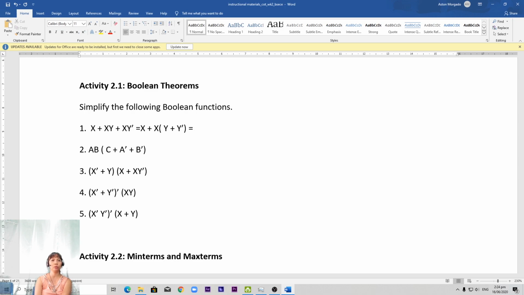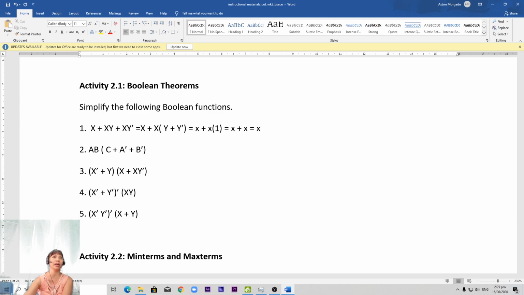Okay, so that's equal to 1. Why? If y is 0, then y prime is 1, so 0 plus 1 is 1. Therefore, this becomes x plus x times 1. From the single variable theorem, x times 1 is equal to x, whatever the value of x is. So x times 1 is simply equal to x, and x plus x is equal to x. Okay, so you got it right.